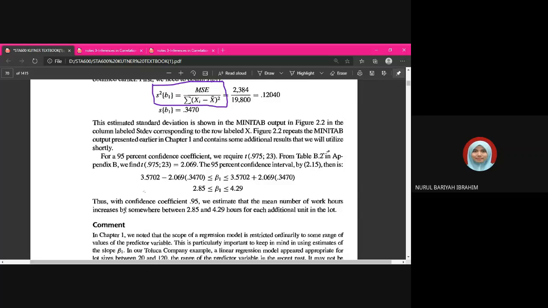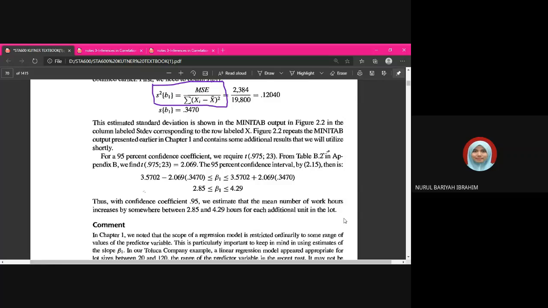We can say that with confidence coefficient 0.95, or we can say that we are 95% confident that when we estimate the mean number of work hours, which is Y, the mean of Y will increase. Why increase? Because it is positive, by somewhere between 2.85 and 4.29 hours. Okay, the unit must be put: for each additional unit in the lot.